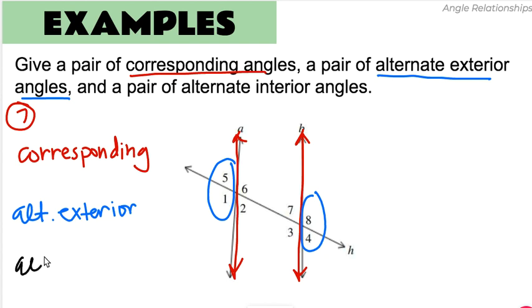And finally, alternate interior. Looking at the inside. So take a second and see if you can figure out which are the alternate interior. Okay, so you could have said 2 and 7 because they are on each side of the transversal here. Or 6 and 3, alternate interior angles.